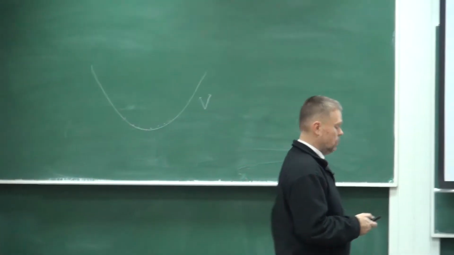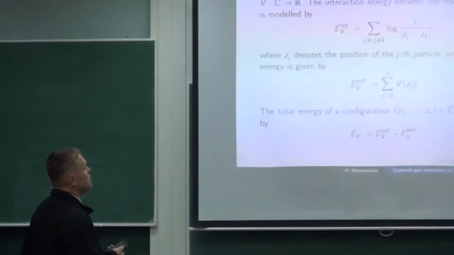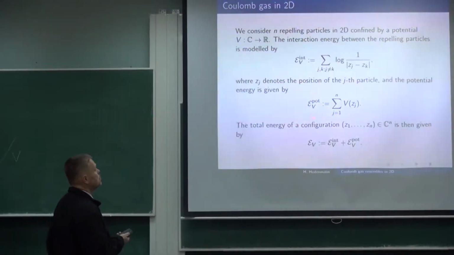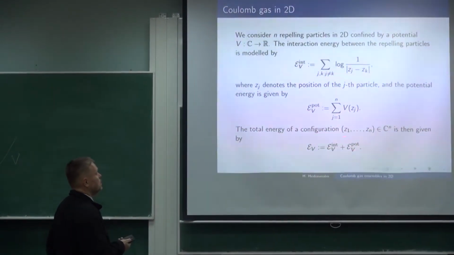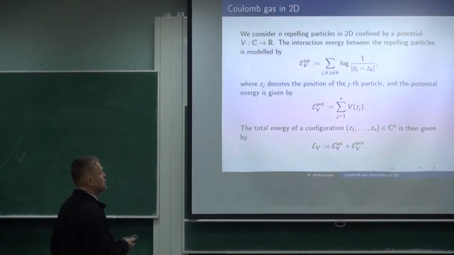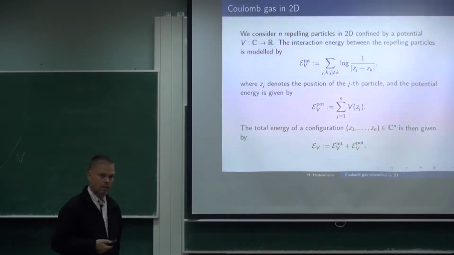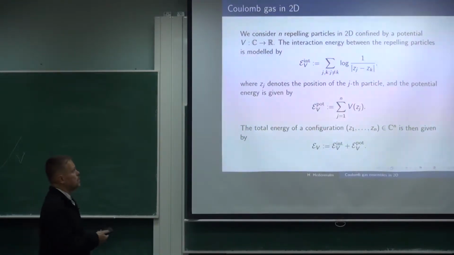All right. So let's look at the corresponding model. Now consider the total energy, which is the interaction energy plus the potential energy, of course. The potential energy is given by the sum of potential energies of all the individual particles.